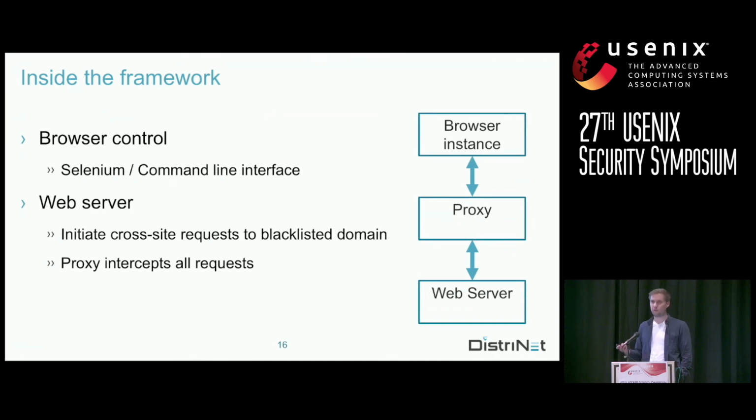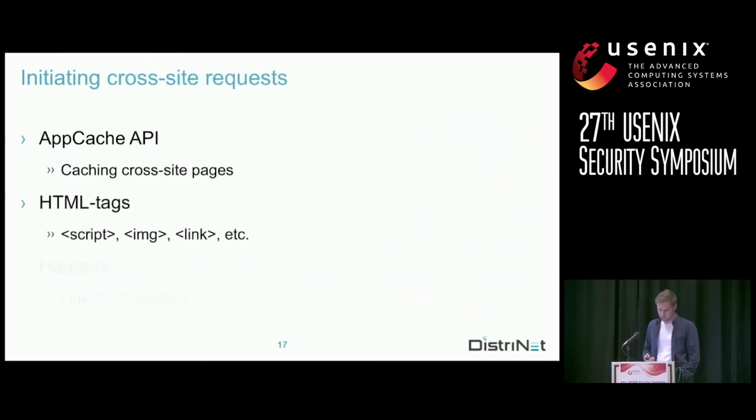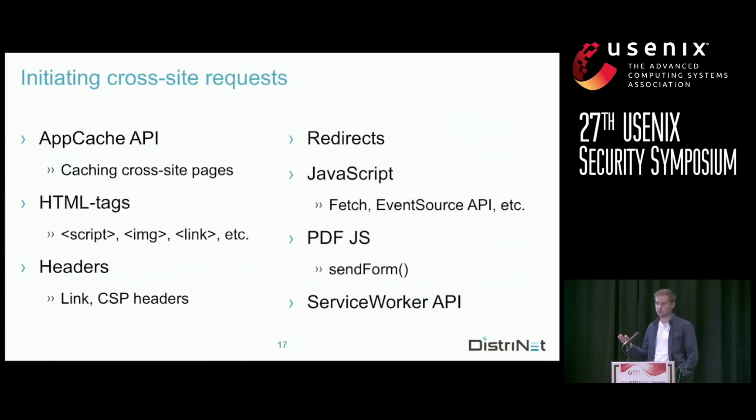Also, we include a web server in our framework. And this web server hosts pages that automatically initiate cross-site requests to blacklisted domains. And the proxy in between the browser instance and the web server makes us able to trace back the request to the mechanism that initiated the request. So, like I said, we use some mechanisms to initiate these cross-site requests. Browsers are complex things, and they have a lot of ways to trigger these cross-site requests, but to the best of our knowledge, we have collected all these mechanisms and divided them into different groups.